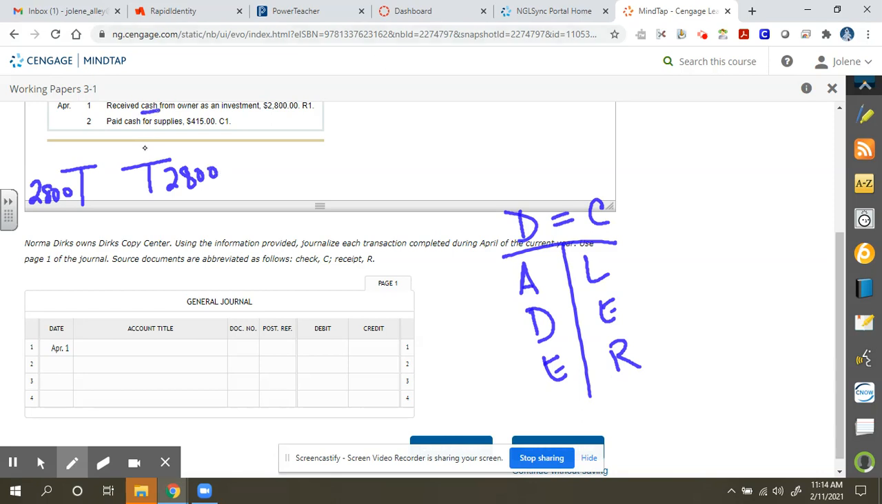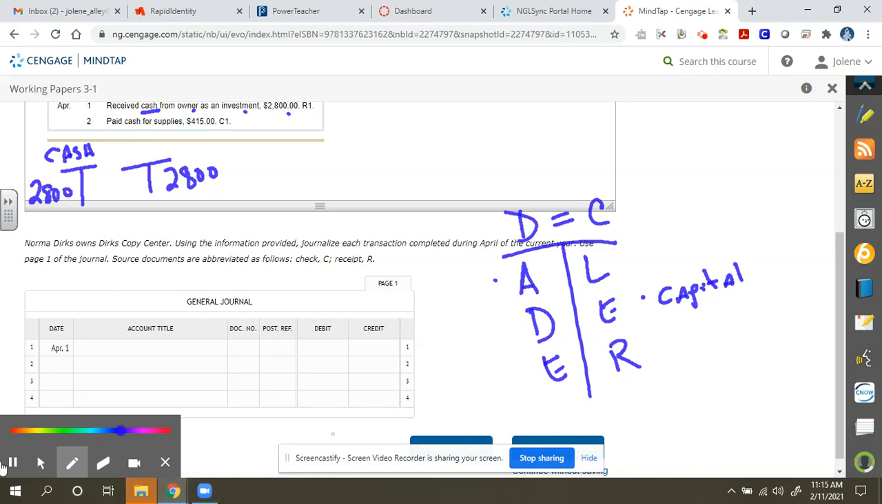Well, first of all, I see cash. Cash is an asset. It says received, so that means it's going up. Assets go up or increase on the debit side. So this has to be cash. Now the other one says it's from the owner as an investment. So the owner is taking $2,800 out of her personal money and putting it into the business. This is ultimately to be paid back to her. It's an equity, and we call this the capital account.